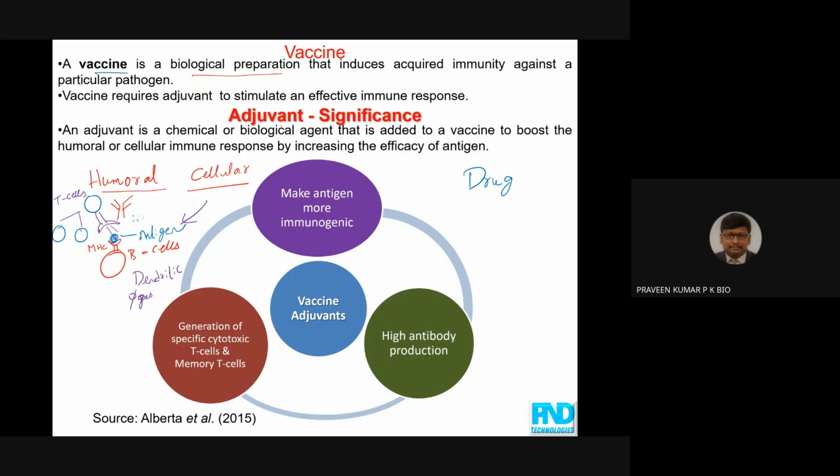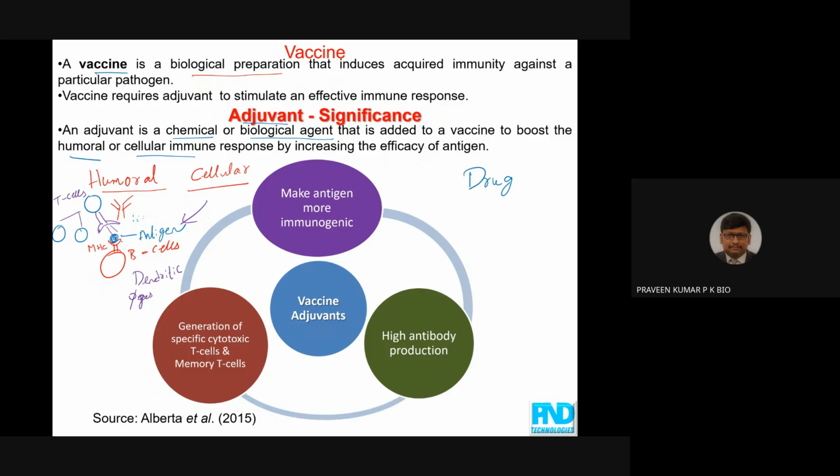Okay, and there is another term called adjuvant, which is a component of vaccine. An adjuvant is generally a chemical or a biological agent that is added to a vaccine. As I mentioned, this is a component of vaccine. The purpose of adding the adjuvant to the vaccine is to boost the humoral or cellular immune response.